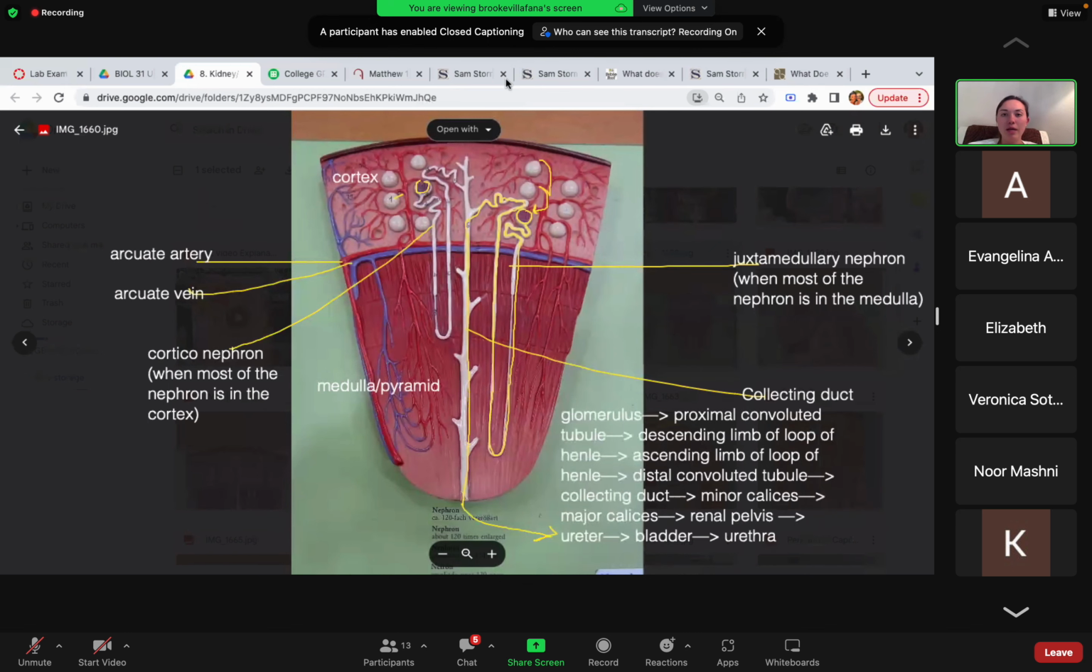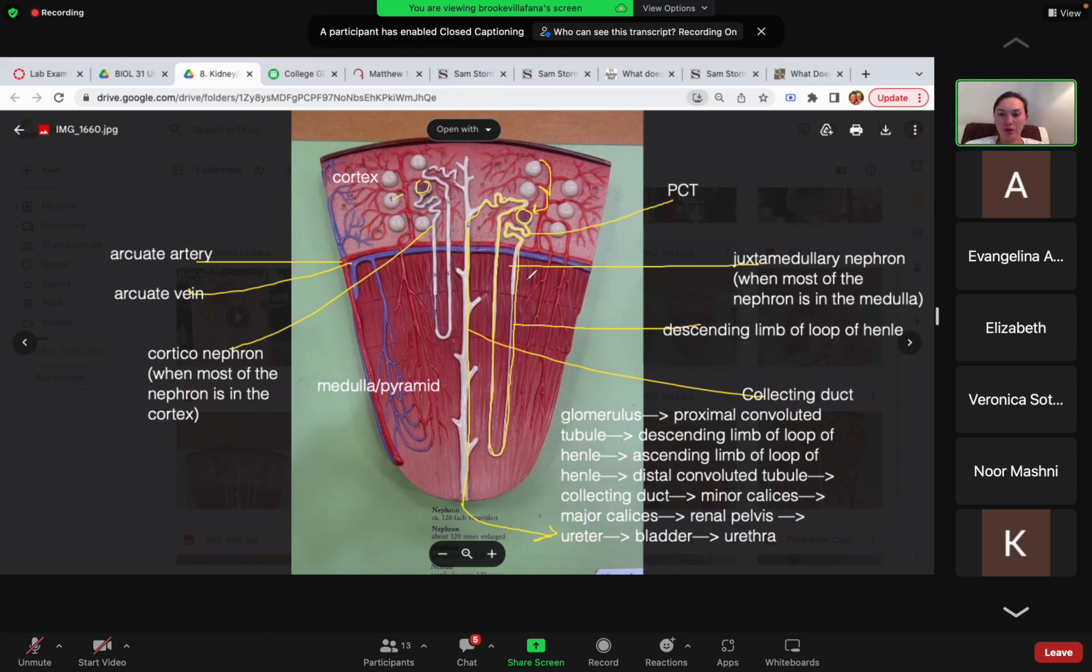All right, so labeling over here, this would be your PCT, proximal convoluted tubule, and you do need to be able to label this for the lab exam. This would be your descending limb of the loop of Henle. Again, you need to know this for the lab exam.